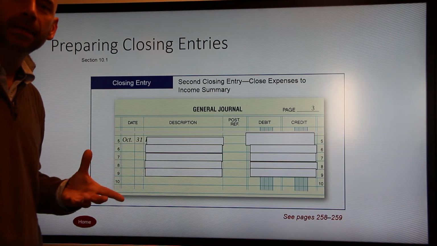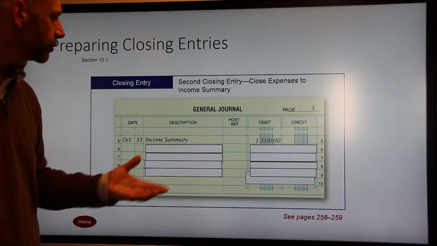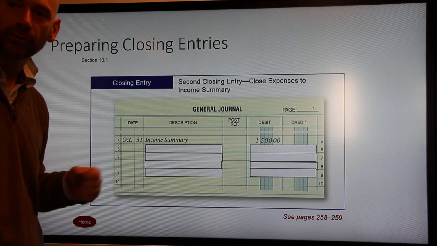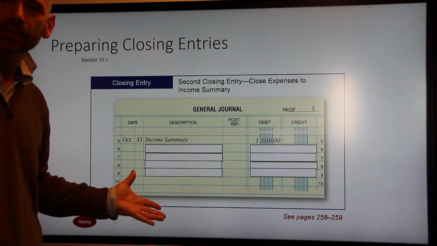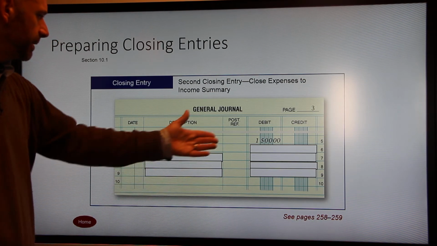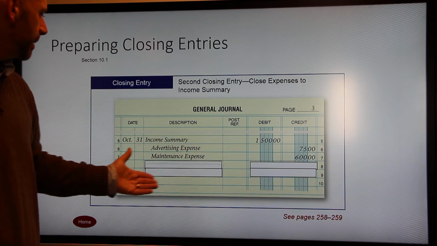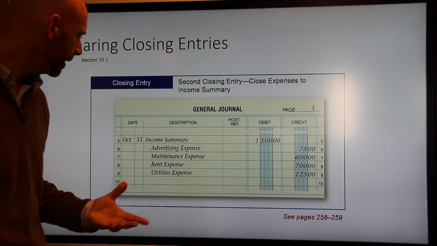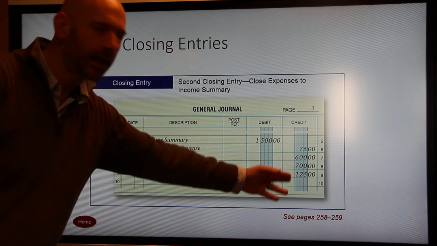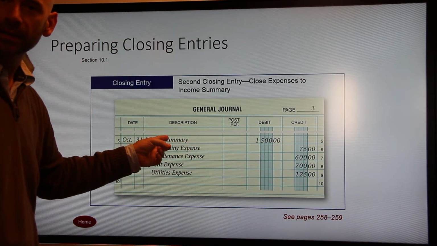In this case, we debited income summary $1,500, right? That was the total of all of our expenses. Our credited accounts now are just all of our expenses, the ones that we brought down to zero. So you just simply list them and write the credited amount. This is what's called a compounded entry, okay? You see, we have 4 accounts that we credited and only 1 account that we debited.